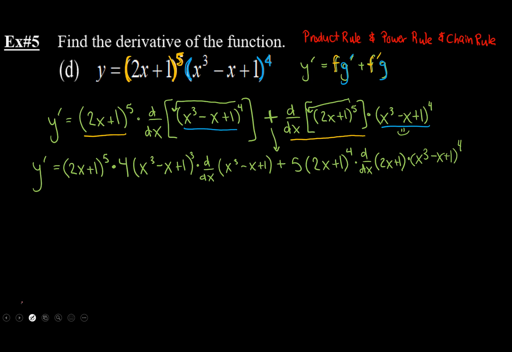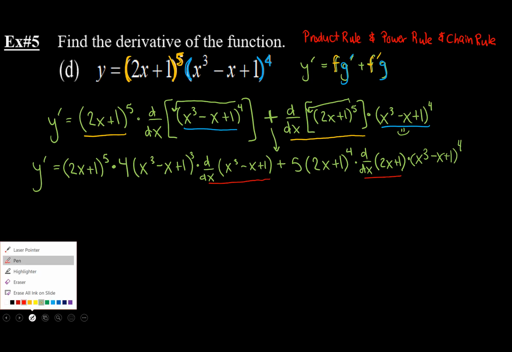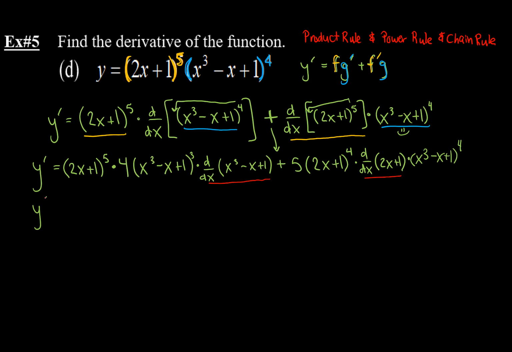All right. For this last one, what I'm going to do is take these last derivatives. Notice that these are the last line of derivatives I'm going to take before I do some simplifying. And believe it or not, there's a ton of simplifying. I'm going to simplify a little bit first. I've got this 4 here. I'm going to bring that to the front. And then I'm just going to do the 2x plus 1 to the 5th, and the x cubed minus x plus 1 to the 3rd. And then I'm going to take this derivative here.